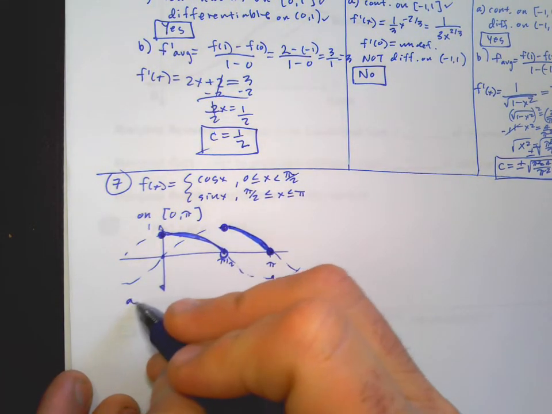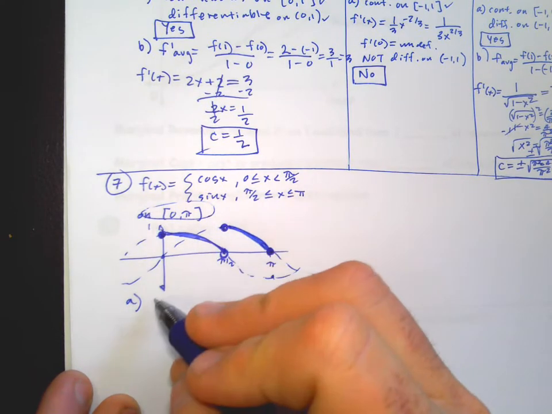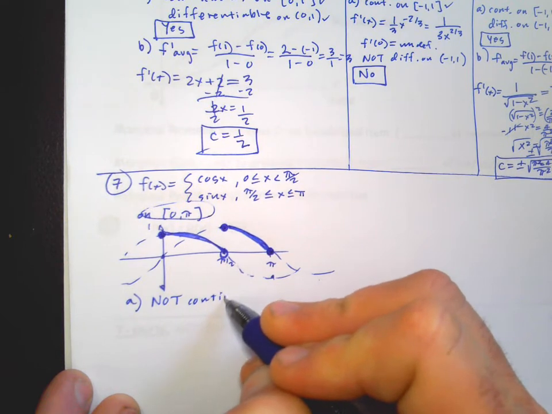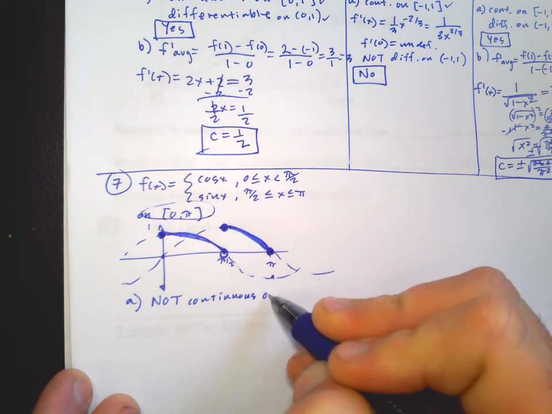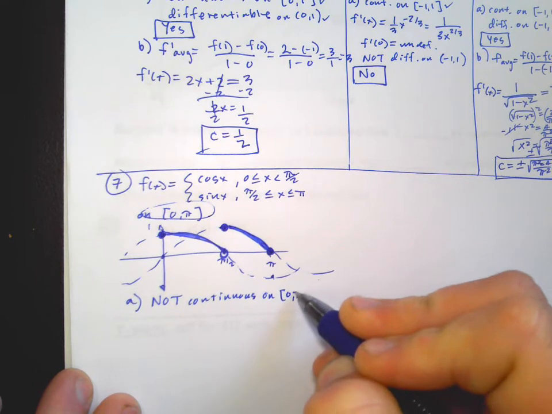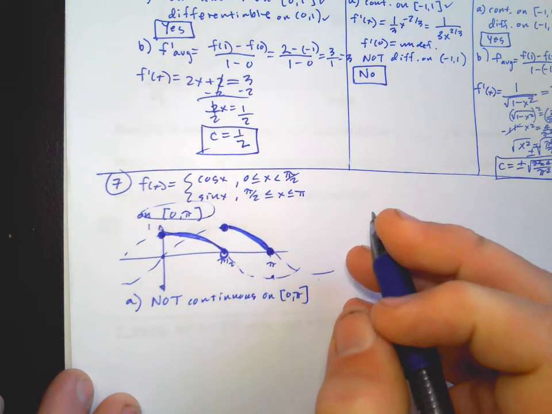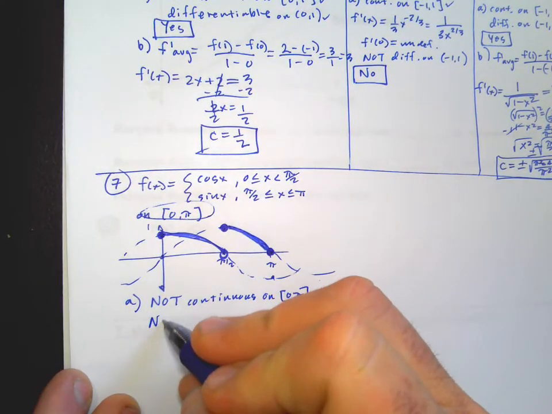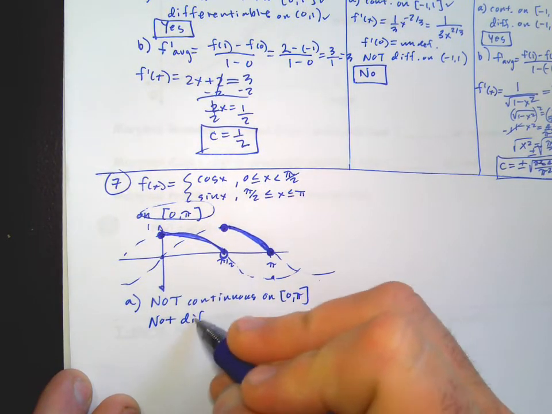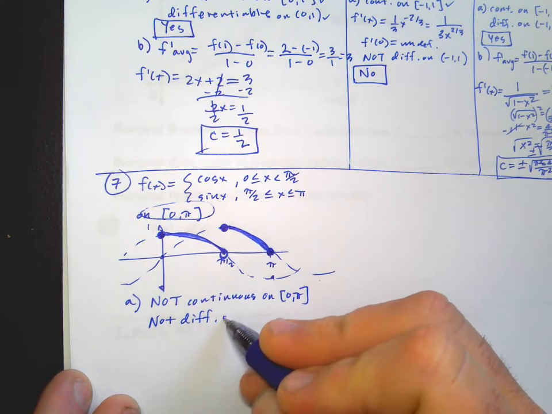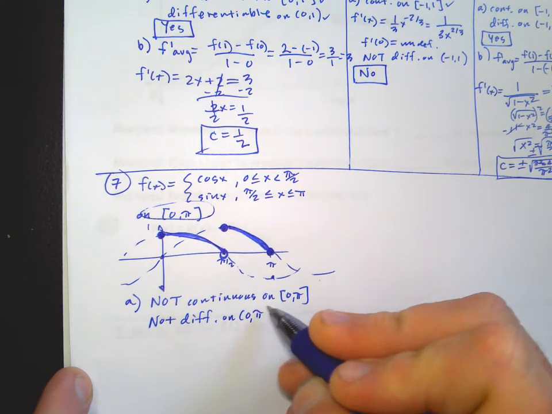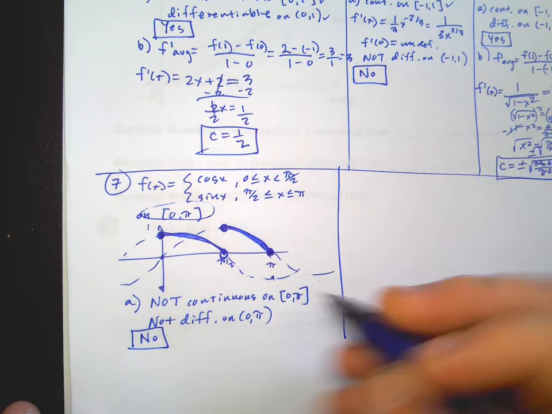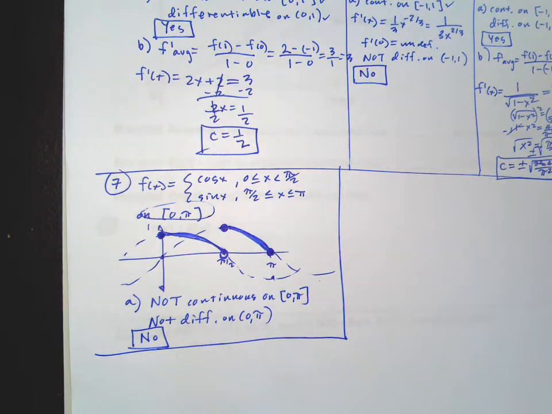So in part A, we're trying to figure out, is it continuous on the closed interval? Not continuous on the closed interval. So you just say it right now. Done, doesn't meet the hypothesis of the mean value theorem. But because it is not continuous, it is also not differentiable at pi over 2 specifically on the open interval. So the answer is no, we're not going to do mean value theorem. So we bail on it.